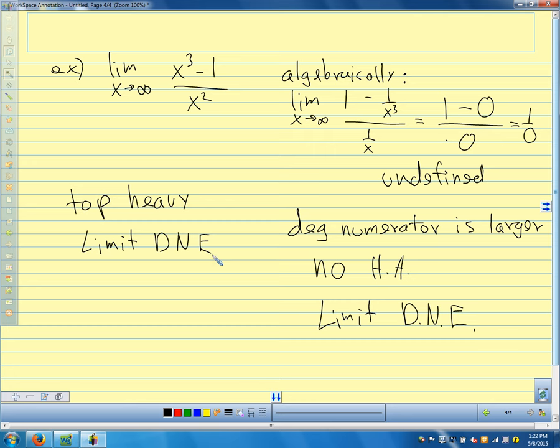So that's really why the horizontal asymptote rules that we used work. It's because the limit of 1 over x is 0. So we have top heavy, limit doesn't exist. Equal heaviness, limit is the ratio of the leading coefficients. Bottom heavy, the limit is 0. Those are our 3 cases. Questions? All right.